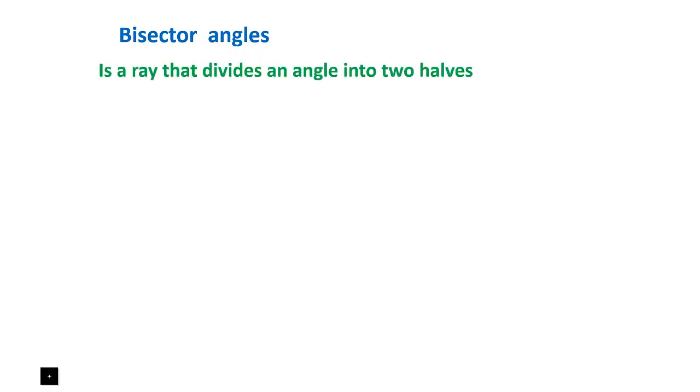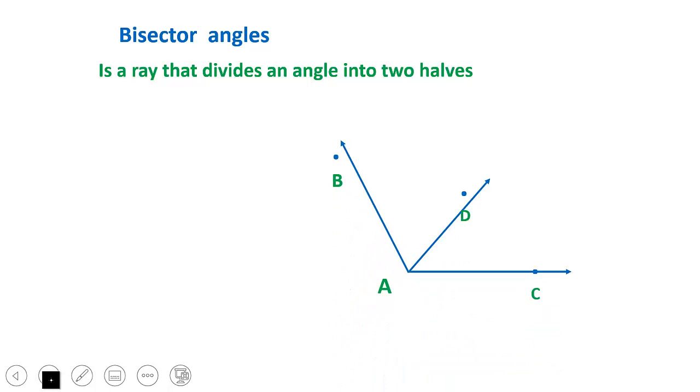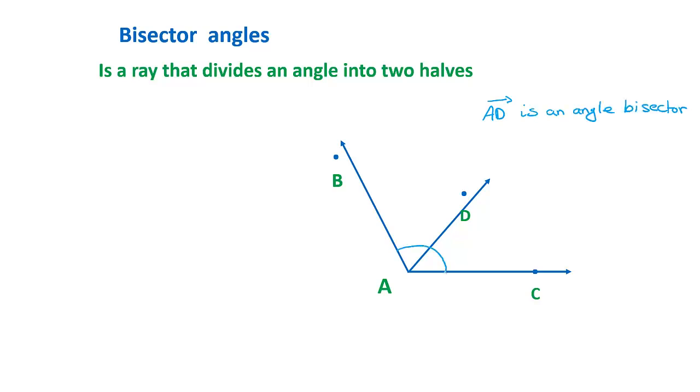The last thing is bisector angle or angle bisector. Simply, an angle bisector is a ray that divides an angle into 2 equal halves. So for example, if I have here angle CAB, and I said to you that AD ray is an angle bisector. So this means that AD ray bisects this angle into 2 equal halves.